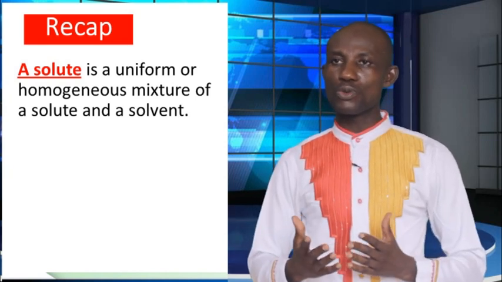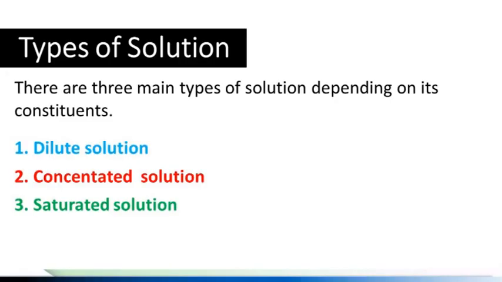We also studied that a solution is the uniform or homogeneous mixture of a solute and a solvent. So whenever you put a solute and a solvent together and it dissolves completely, it gives us what we call a solution. We also studied that there are 3 main types of solutions.